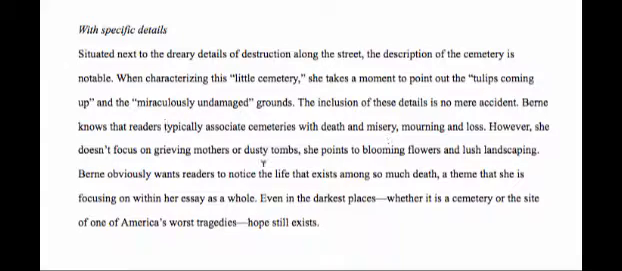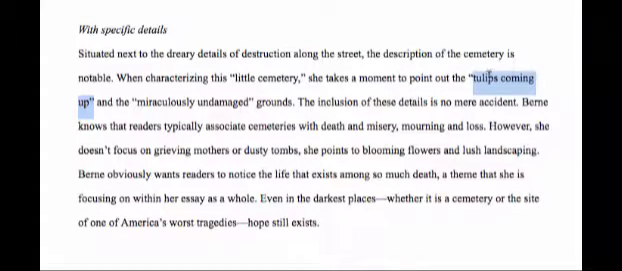"However, she doesn't focus on grieving mothers or dusty tombs. She points to blooming flowers and lush landscaping. Byrne obviously wants readers to notice the life that exists among so much death, a theme that she is focusing on within her essay as a whole. Even in the darkest places, whether it is a cemetery or the site of one of America's worst tragedies, hope still exists." So this writer has done a great job of talking about why these particular word choices, these particular details, the tulips coming up, the undamaged grounds, are effective.